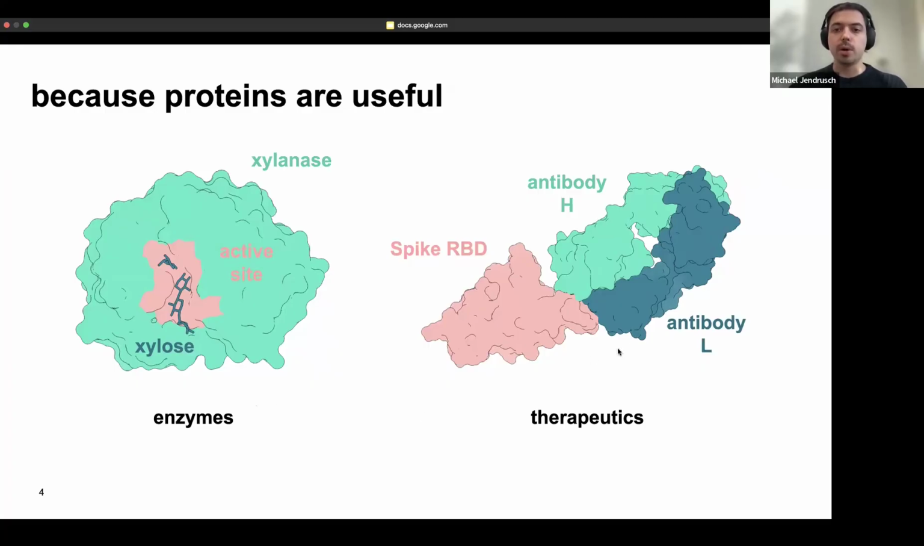And it might be interesting to be able to generate and design custom enzymes for custom applications as they come up. On the right, this antibody heavy and light chain bound to spike RBD is another example of a very useful protein. In general, antibodies are interesting proteins as therapeutics, but also as markers in immunofluorescence or similar approaches in the lab. So it might also be useful if we were able to design custom antibodies or, in general, custom protein binders to any given target we might want to design for.